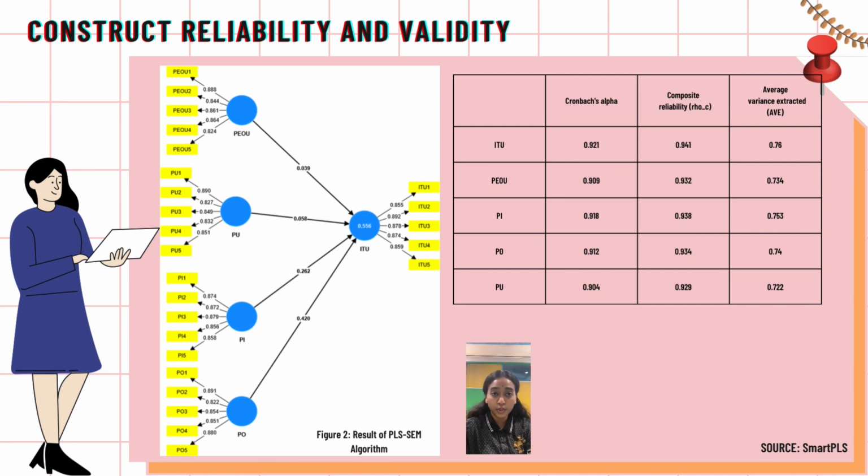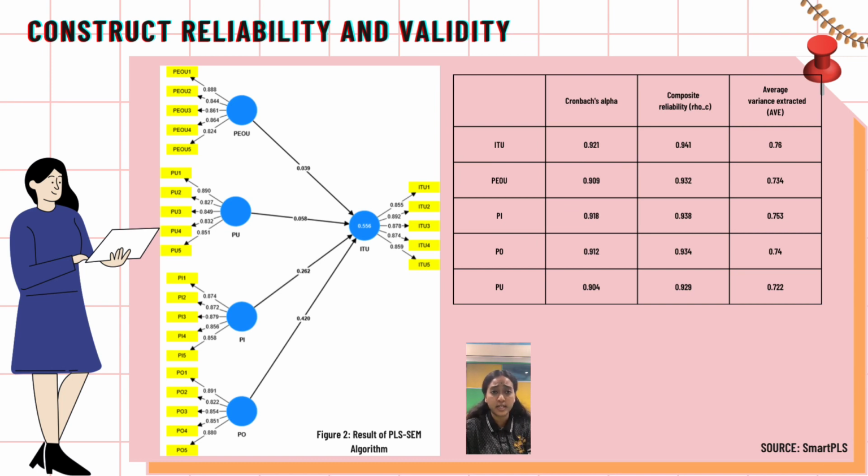The reliability coefficient must be at least 0.7 for it to be termed acceptable. The Cronbach's alpha value is 0.921 for intention to use, 0.909 for perceived ease of use, 0.918 for perceived innovativeness, 0.912 for perceived optimism, and 0.904 for perceived usefulness. In a nutshell, Cronbach's alpha for all factors is acceptable.